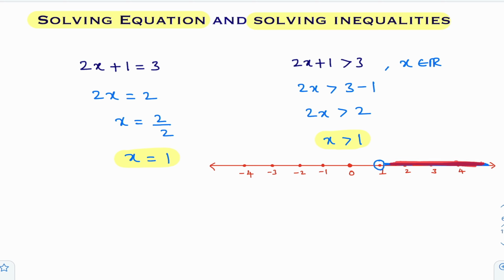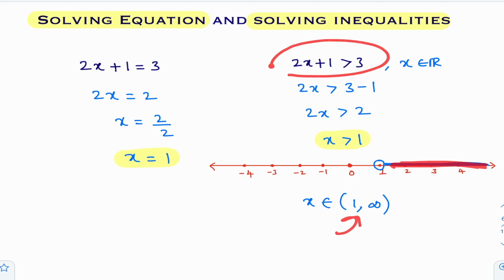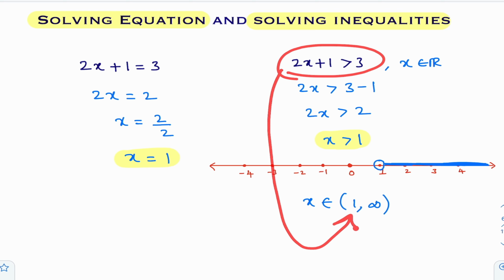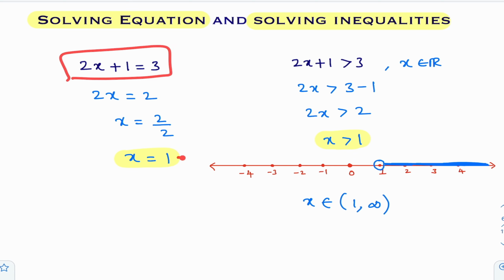How do you write this in interval form? Just now you learned about intervals. How do you write this in interval form? We'll write like this. X belongs to the open interval, because this is strictly greater than, 1 is not included. Open interval 1 to infinity. In this, you see infinitely many numbers are there. This is the solution of this inequality. For this inequality, the number of solutions is infinite. 1.1, 1.2, 1.3, 2.1, 2.3, 2.01, 2.9999, all are solutions of this inequality. But for this equation, only one solution is there. X equal to 1 is the only solution.